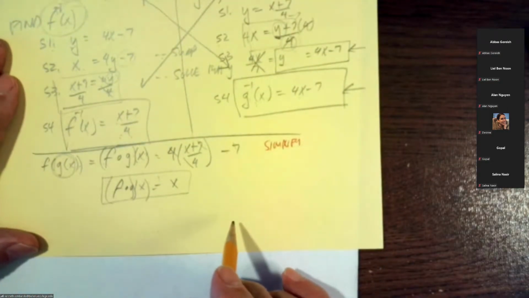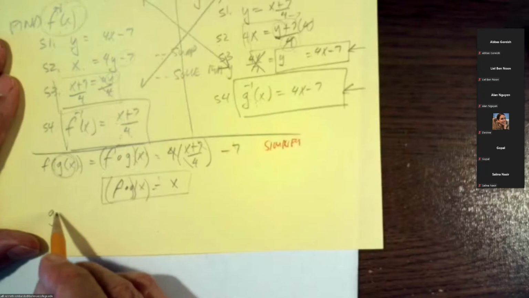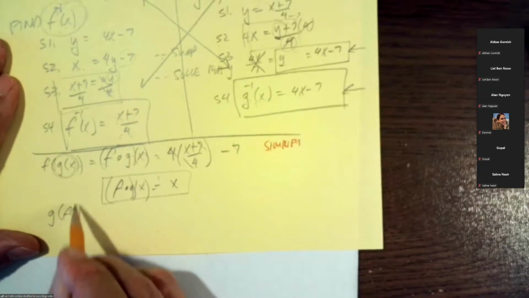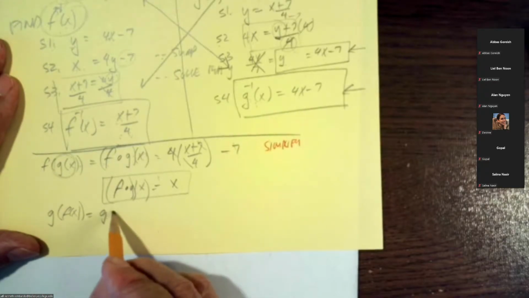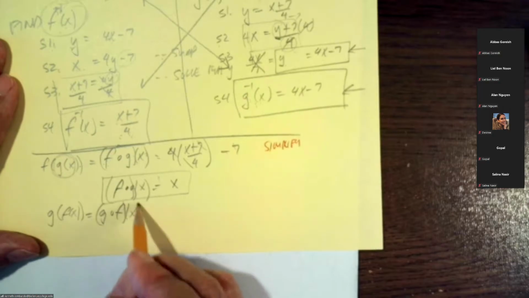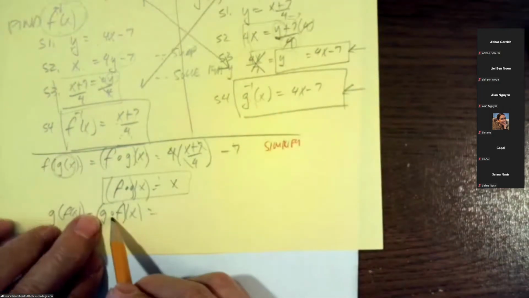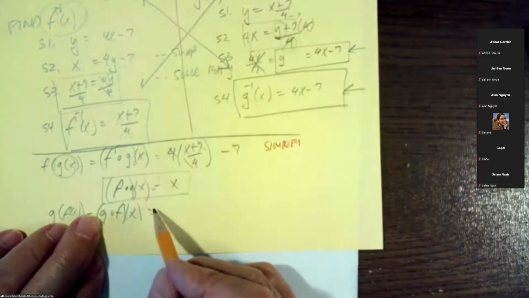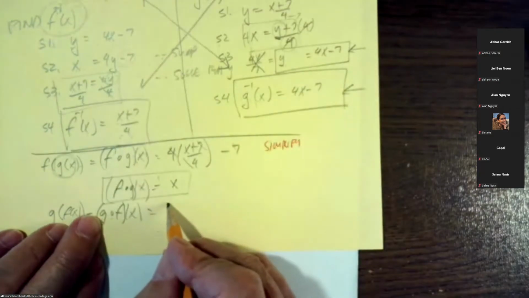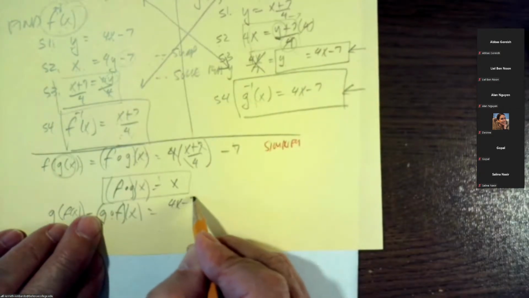So then the next question, of course, becomes what if I do g of f of x, which can be written g of f of x. So g looks like x plus 7 over 4. In place of x, I'll put f of x, which is 4x minus 7.